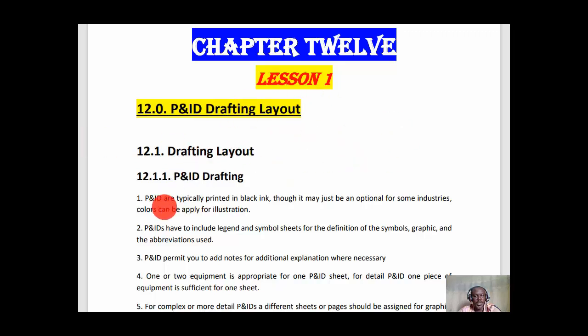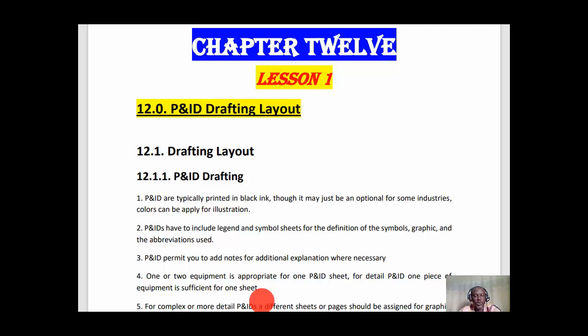P&ID drafts are typically printed in black ink. It may just be optional for some industries. Color can be applied for illustration. P&ID have to include a legend and symbol sheet for definition of the symbols, graphics, and the abbreviations used in any P&ID design. P&ID permits you to add notes for additional explanation where necessary.